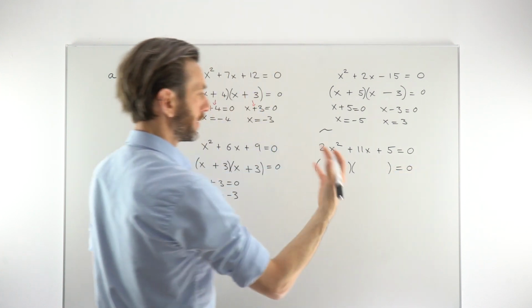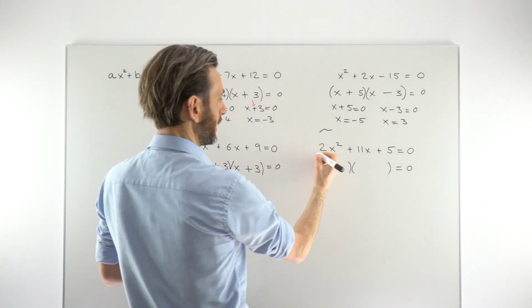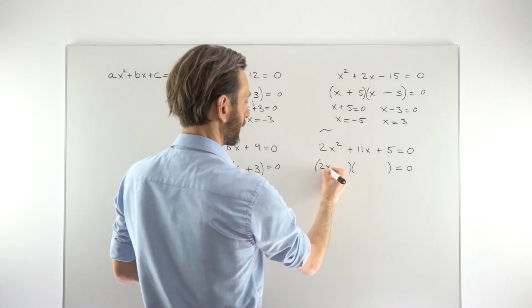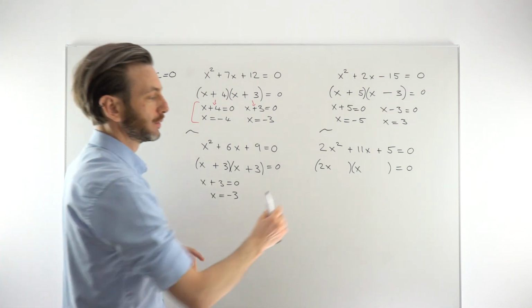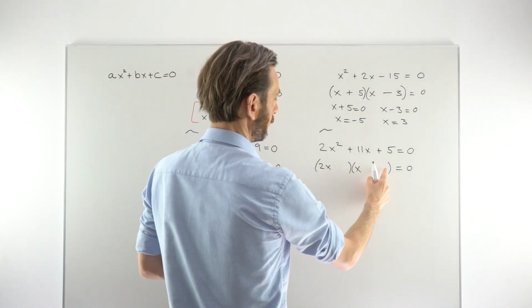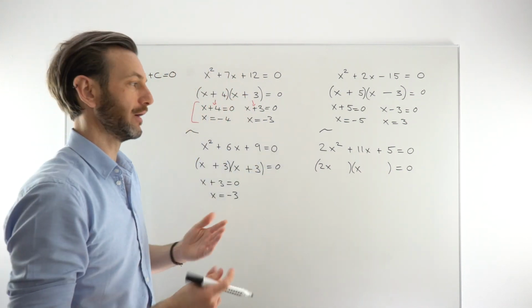We're still going to factorize it as a trinomial. It is still a trinomial. The main difference is that to make a 2x squared, we'll need a 2x and an x. The process is still the same for making the number. We need two numbers that multiply together to make 5. Because 5 is a prime number, that can only be 5 and 1.